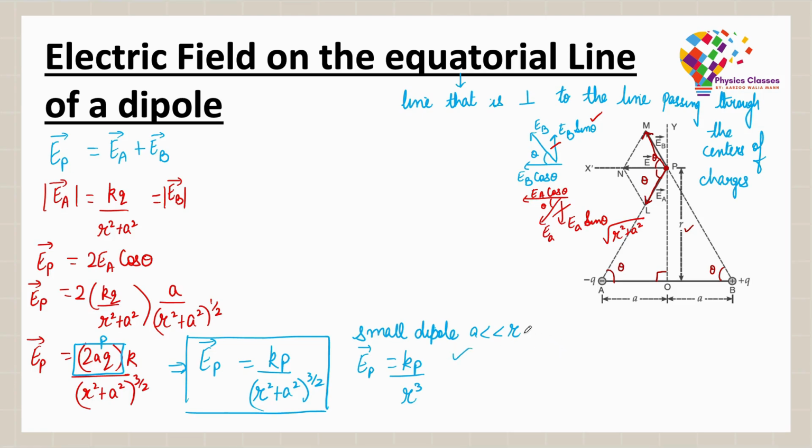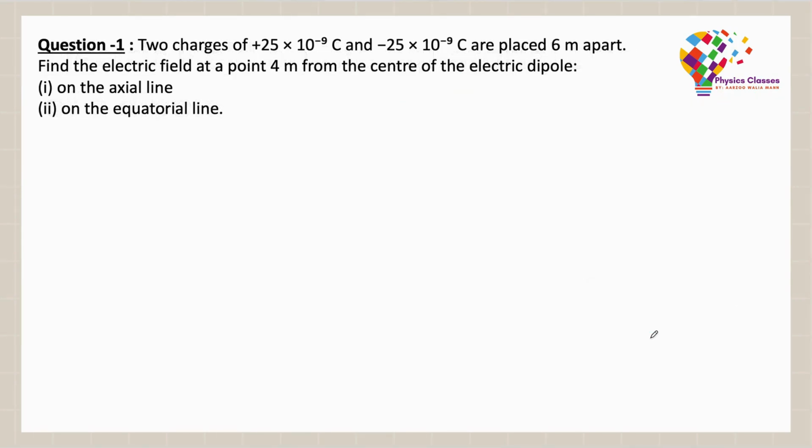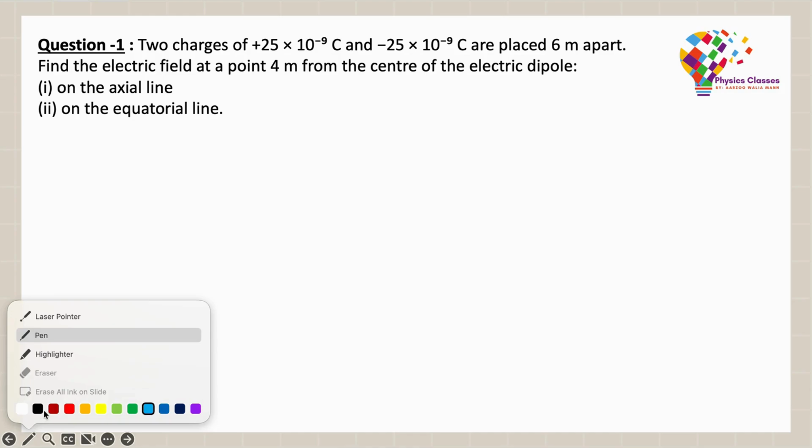So only for a small dipole, if you compare the electric field at the equatorial point and the axial point, then you can say that the electric field on the axial point is twice the electric field on the equatorial point. Now this is only applicable for a small dipole, otherwise this will not work. I hope this derivation also made sense to you. Now, further moving ahead, we are going to answer a very easy basic question.